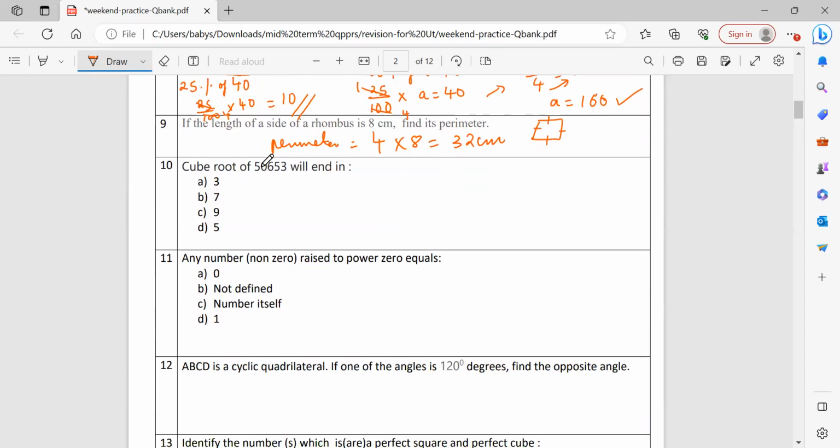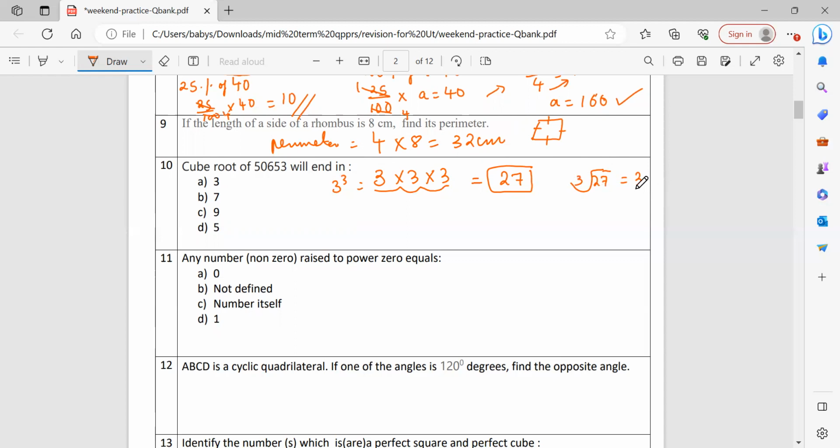For now, let's go on with: the cube root of 50653 will end in. Be very careful here, it's cube root. If you go with basic numbers, let's say 3 into 3 into 3, technically I'm finding 3 cube. 3 3s are 9, 9 3s are 27. So I get 27. In other words, the cube root of 27 is 3. So if a number were to end in 7, its cube root would have ended in 3. Be careful, it's not cube that is asked here, it's cube root.